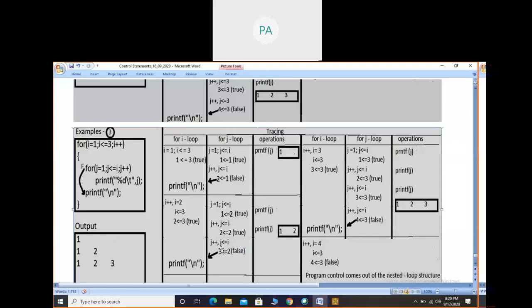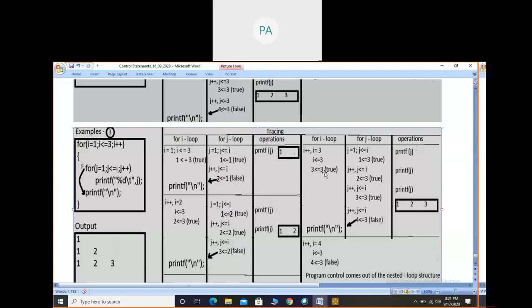So when j value becomes 3, condition will be false because 3 less than or equal to 2 here. So again I am telling, don't consider j less than or equal to 3, consider j less than or equal to i. So when the j loop becomes false, execute the printf statement, program control will move to the next line. Next, again increment the value of i.